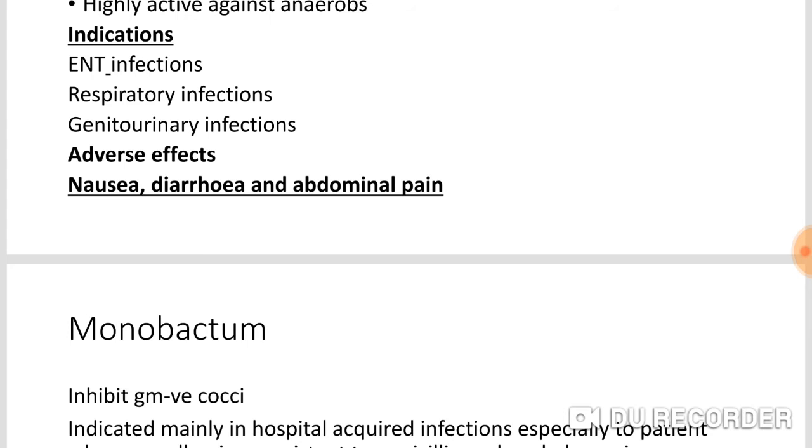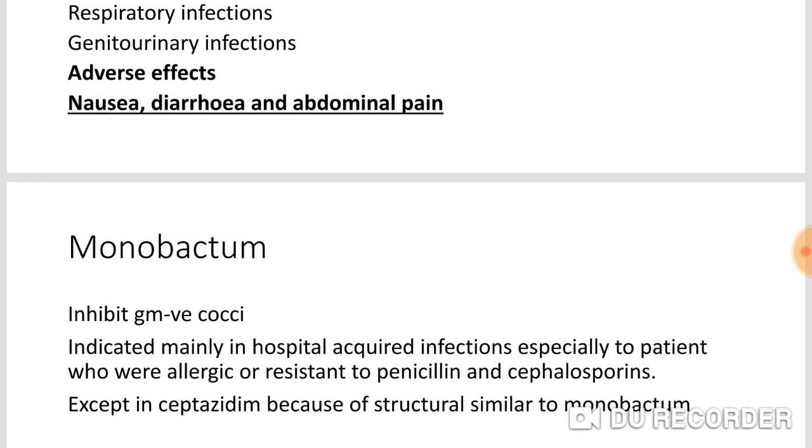monobactam. It inhibits gram-negative bacteria. It is indicated mainly in hospital-acquired infection, especially for patients who are allergic or resistant to penicillin and cephalosporin, but it is not given in case of ceftazidime allergy, because ceftazidime has structural similarity to monobactam. The drug included in this group is aztreonam, the only single drug included in the monobactam group.